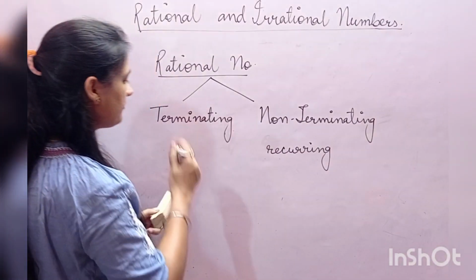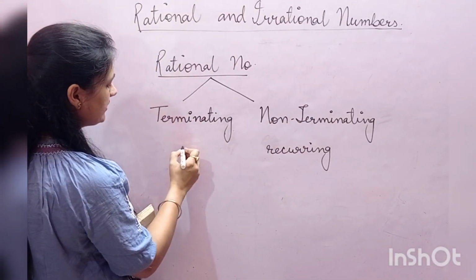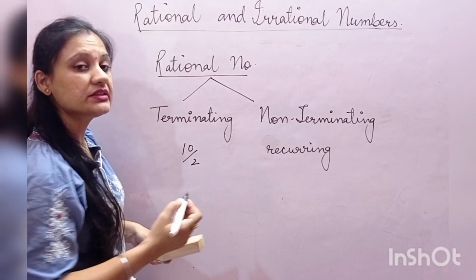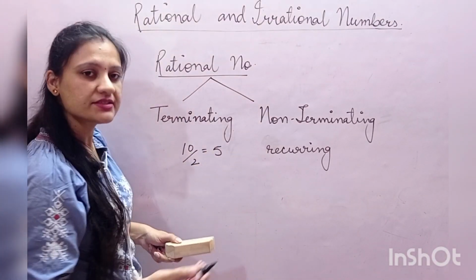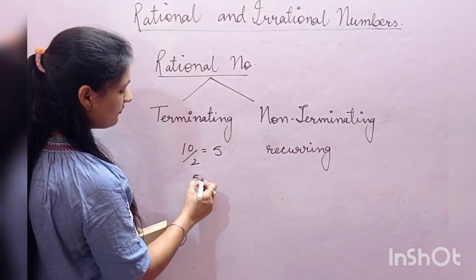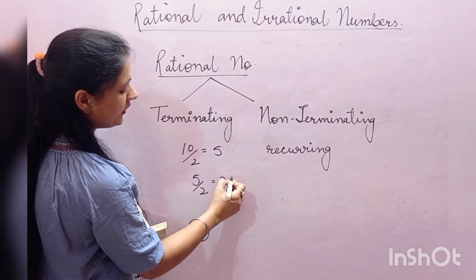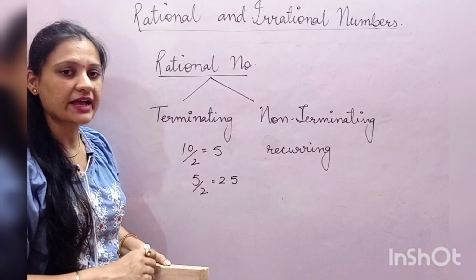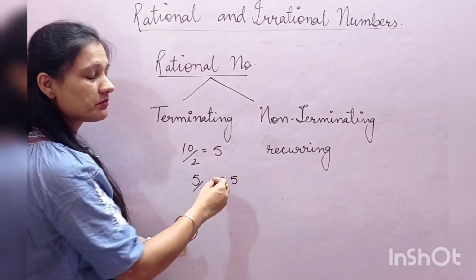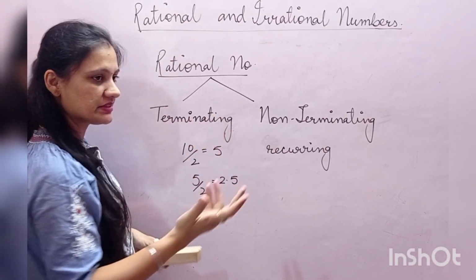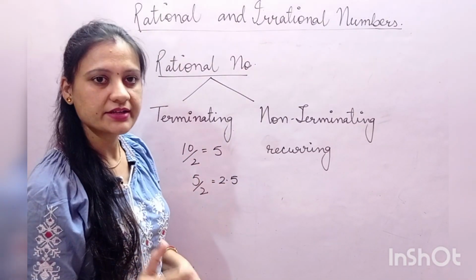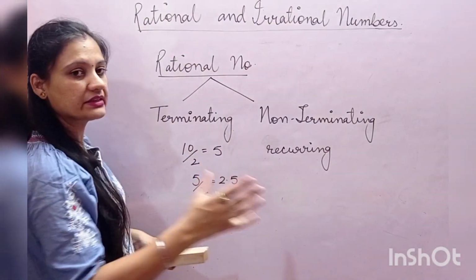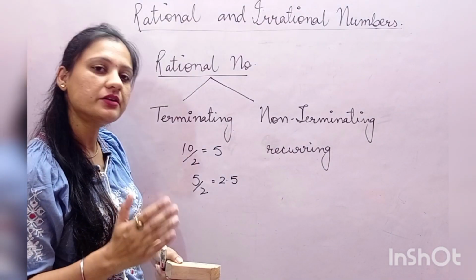For example, if I write 10 by 2, it is a terminating rational number because when you divide, you get the answer as 5. Or we can say 5 by 2, the answer is 2.5. Terminating means it ends at a point. Terminating decimal numbers are the numbers which can be divided, right? At one point we get 0 as the remainder, those are terminating.